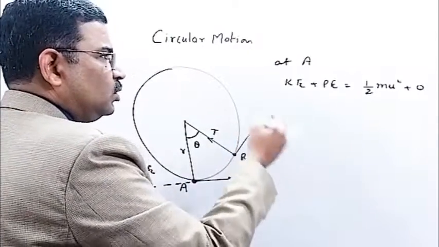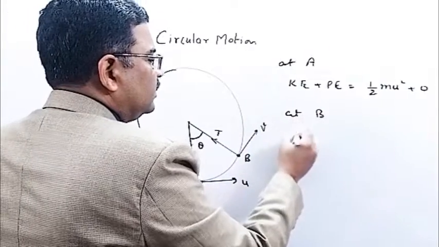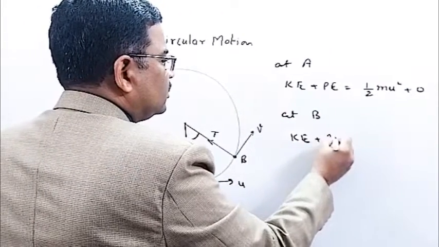Now let us find the total energy at B, that is again kinetic energy plus potential energy.